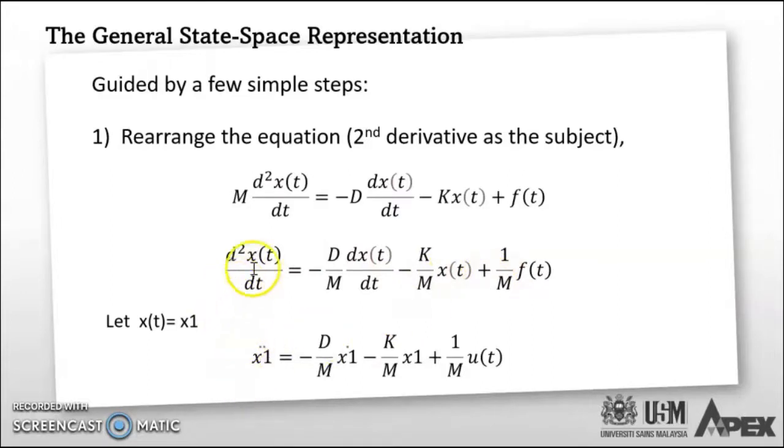And what we assume here is that x(t) equals x1. So for that x1, we put 2 dots which represent the second derivative. If it's 1 dot, it is the first derivative. If there's none, we just put x1. So basically from here, we get this one once we assume x(t) equals x1. Okay, that's the first step.